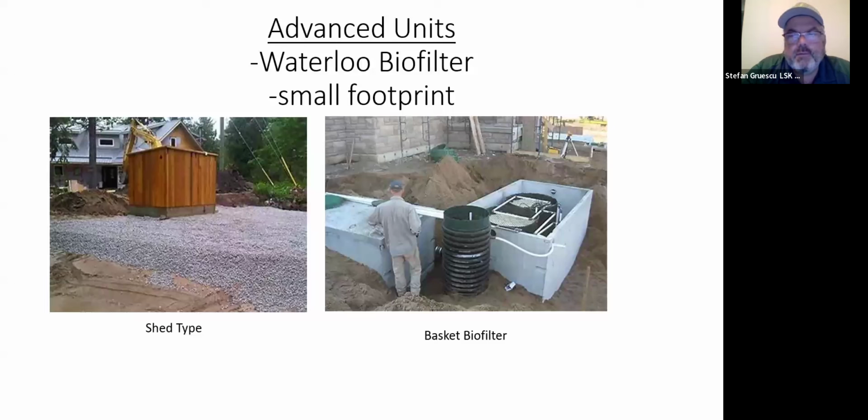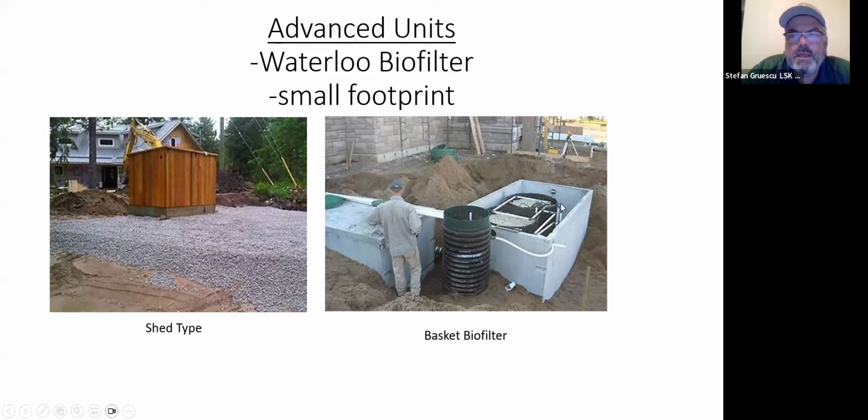So now we'll get into some of the more common advanced units. Basically I would think the most common one now is called the Waterloo biofilter. And there's a few different options to the Waterloo biofilter. There's what's called the shed type. So you'll basically see a shed in the middle of a yard somewhere, and you'll try to open it, but you won't be able to open it. That's probably a Waterloo biofilter shed.